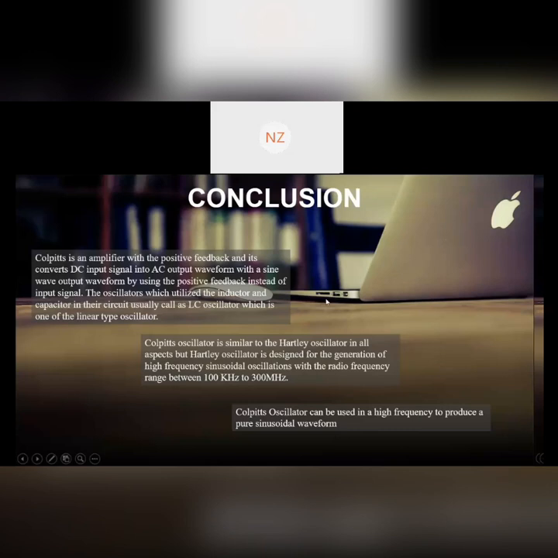aspects, but the Hartley oscillator is designed for the generation of high frequency sinusoidal oscillation with the radio frequency range between 100 kHz to 300 MHz. Lastly, the Colpitts oscillator can be used at high frequency to produce a pure sinusoidal waveform.